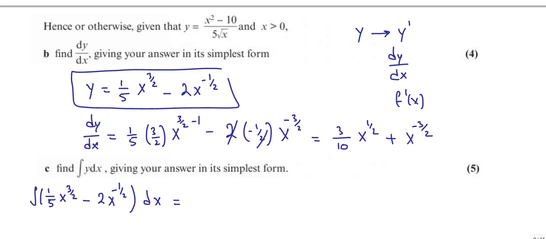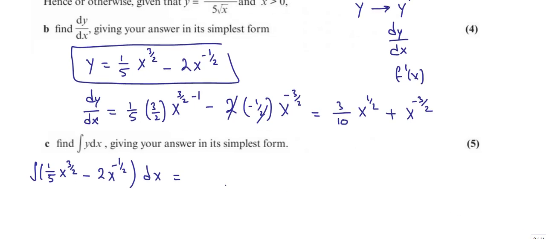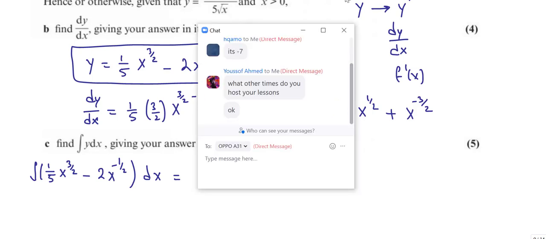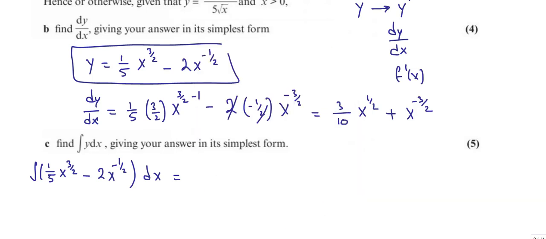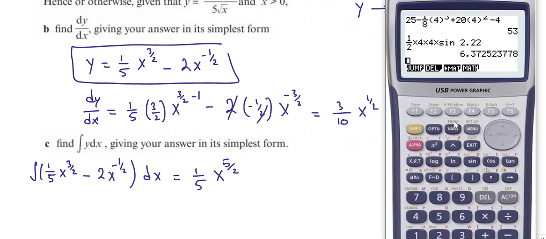Now the golden rule of integration is what we said. What's the golden rule of integration? You add 1 to the power and divide by the new power. Very good. Add 1 to the power, divide by the new power. So add 1 to the power 3 over 2. 3 over 2 plus 1, that's 5 over 2. On the calculator. Let's go to the calculator. How do we do it?